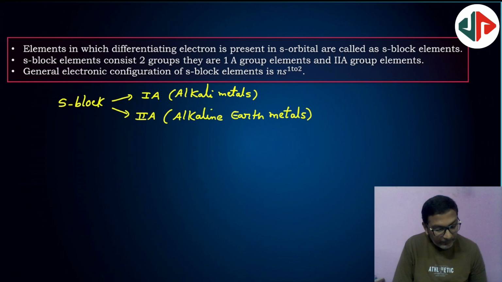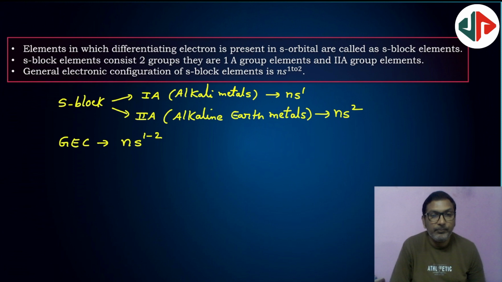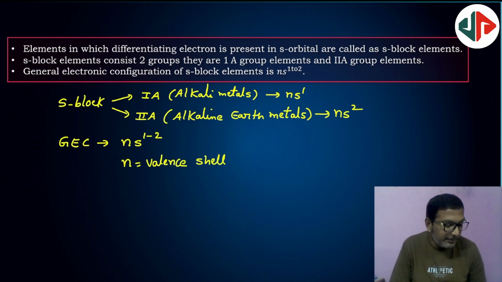Next. The general electronic configuration is ns1-2. For alkali metals ns1, for alkaline earth metals ns2. Therefore ns1-2, where n is the valence shell. Remember these two points.